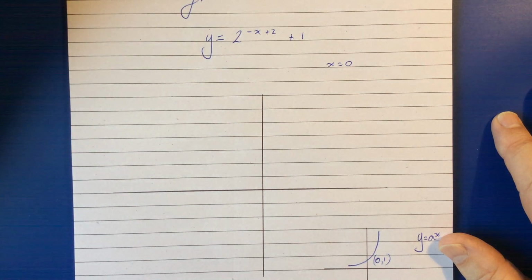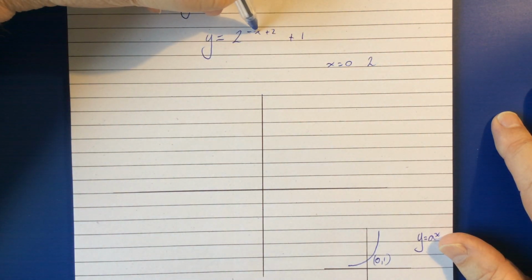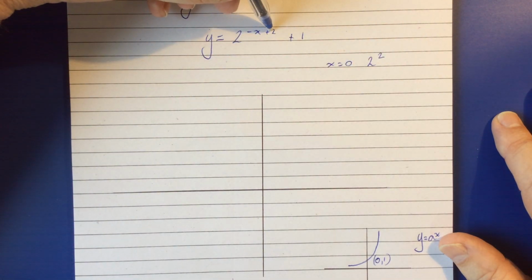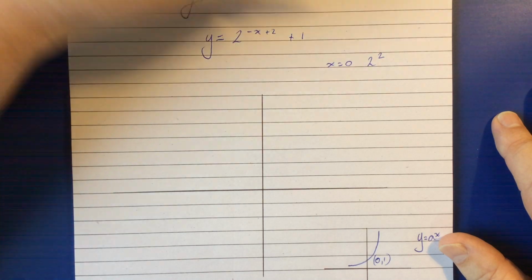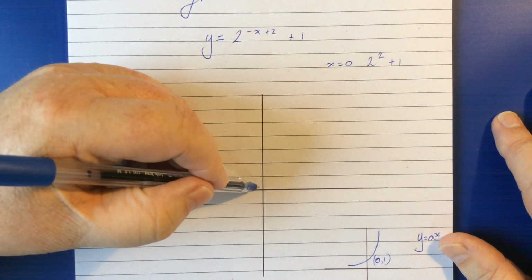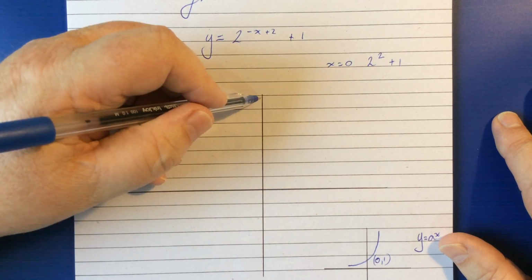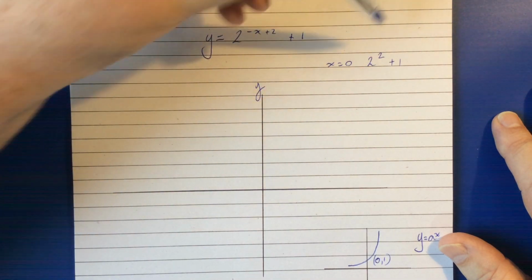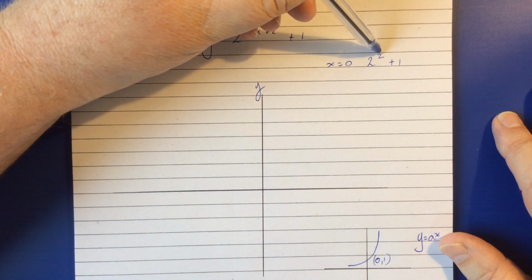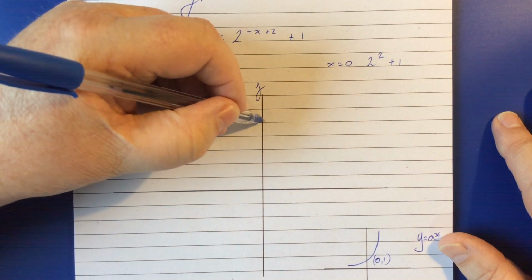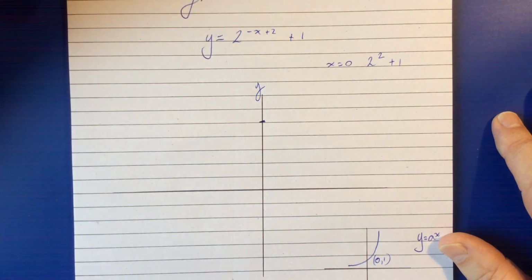X equals 0. So if x equals 0, we get 2 to the power of 0 plus 2, which is 2 squared, plus 1. So that gives us an interception point on the y-axis. If x is 0, y is 2 squared plus 1, which is 5. 1, 2, 3, 4, 5. So it puts it about there.